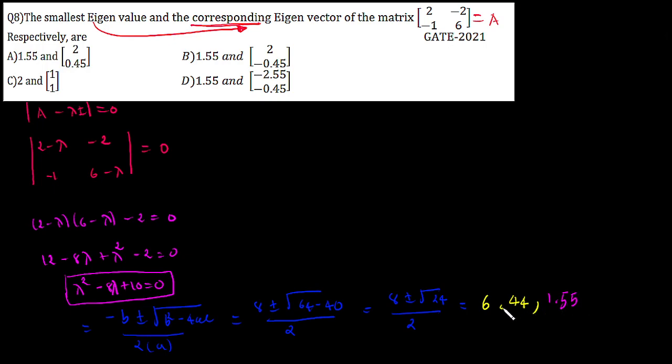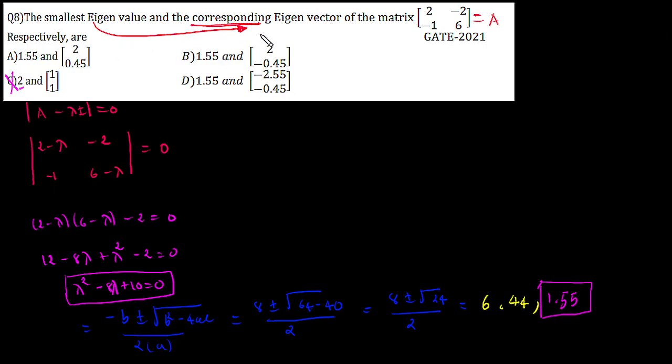1.55. So now we have found the two eigenvalues for this matrix A, which are 6.44 and 1.55. Now they are asking about the smallest eigenvalue. So this one is the smallest eigenvalue. I can say the smallest eigenvalue for this matrix A is 1.55. Let's look at the options. You can cancel option C because it has eigenvalue 2, but we are getting 1.55. So the remaining options A, B and D have the eigenvalue 1.55.